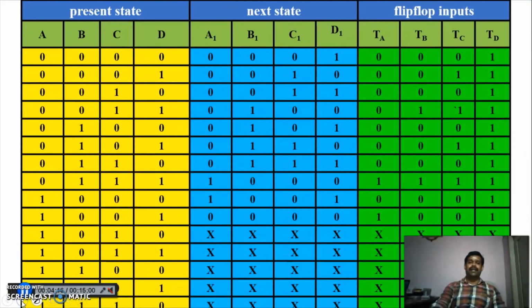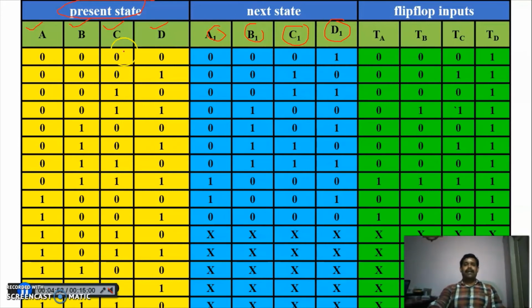Now we are going for the transition table. So here we need 4 flip-flops to implement this problem. So we are taking 4 variables A, B, C, D, and this is the present state. In the next state also we are taking 4 variables A1, B1, C1 and D1. So these are the next state variables.